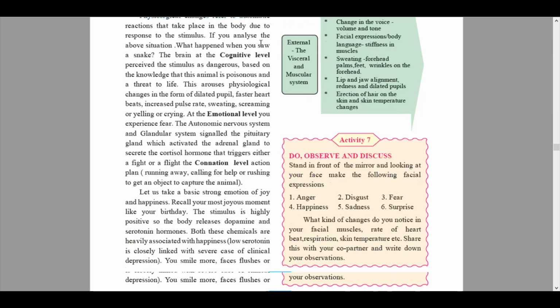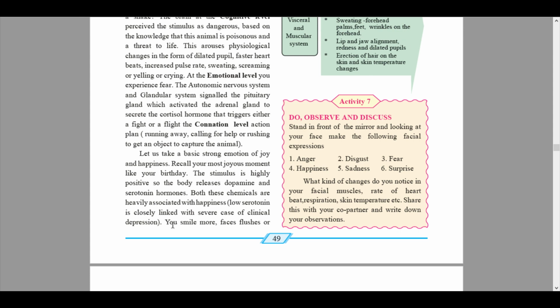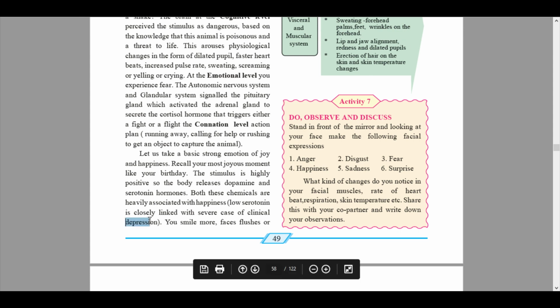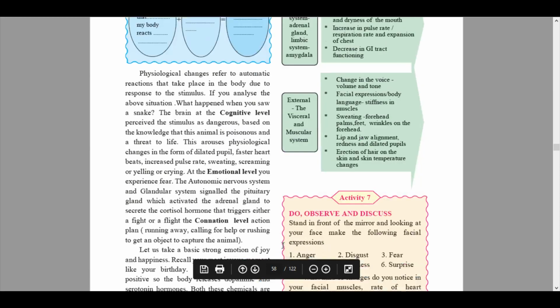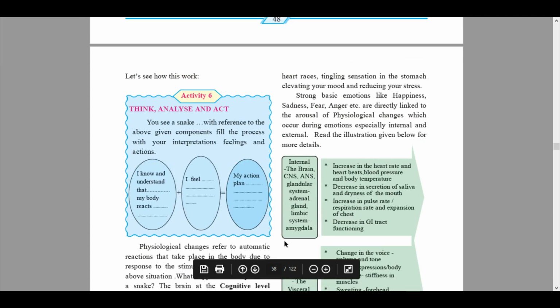So you need to see a professional about it, because this might cause your confidence or your optimism to be shattered. You will become a pessimist. Literally, I'm telling you with experience. With joy, you smile more, your face flushes, your heart races, there is a tingling sensation in the stomach, elevating your mood and reducing your stress. So you feel on cloud nine. You feel very happy.